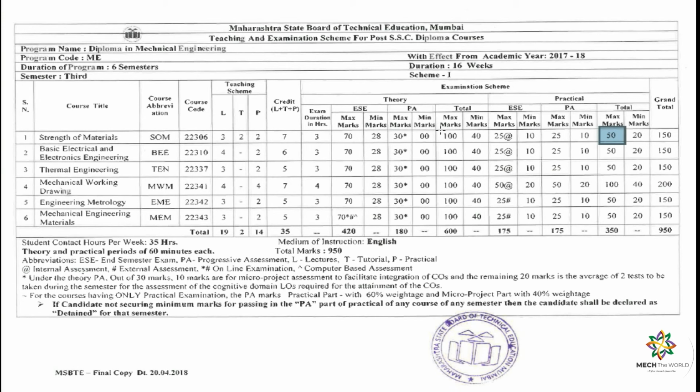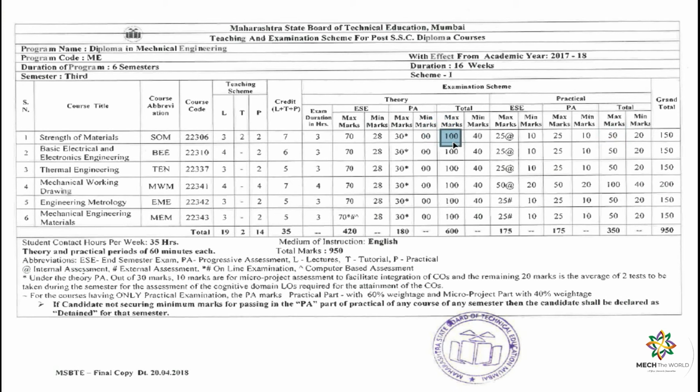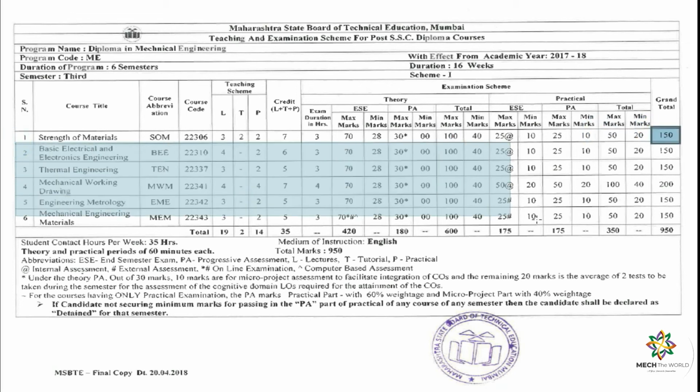From the theory section you will get 100 marks, and from the practical section you will get 50 marks, so the sum of these marks will become 150 marks for this particular subject of strength of material.